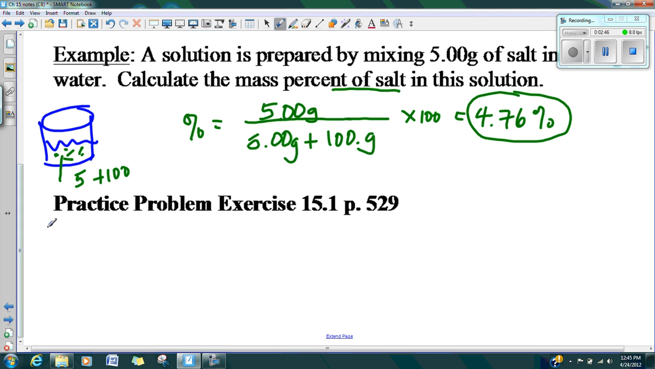So you guys have this practice problem right here. Make sure you go through that, and if you get an answer of 3.39%, you have done that correctly. So good luck on that one.